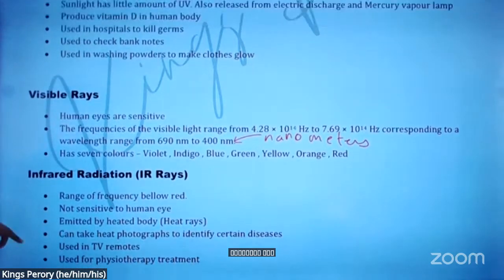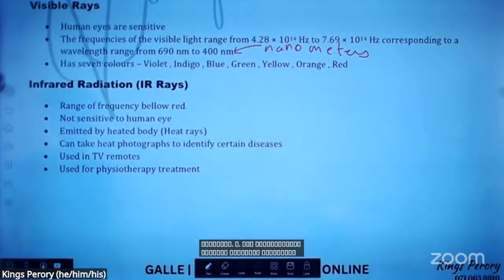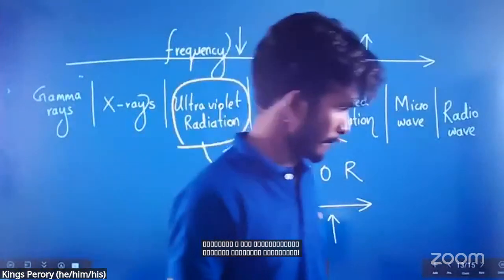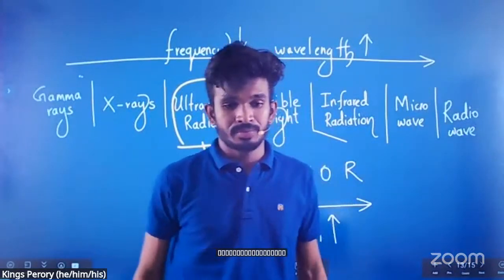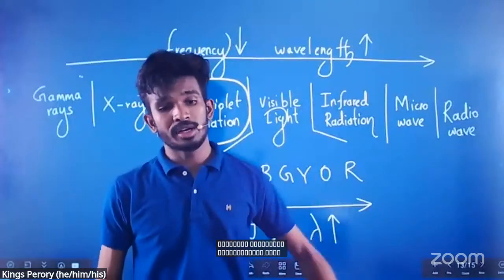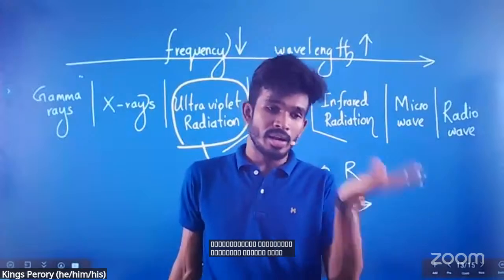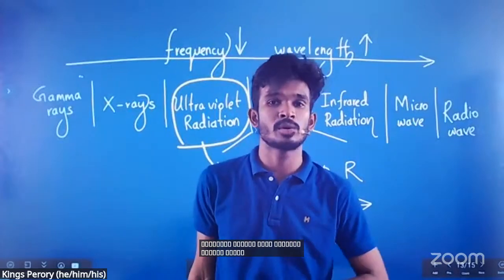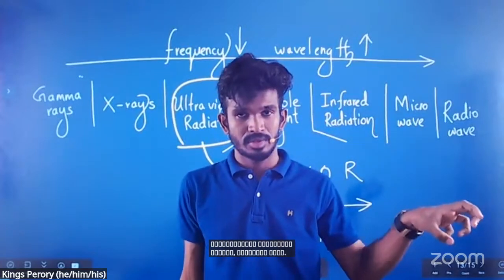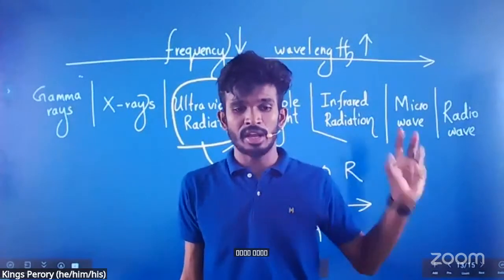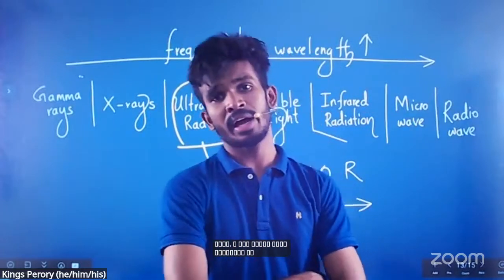IR, infrared radiation. Frequency below red. Infra means below. Ultra means above. So infrared radiation means below red. Frequency below red is IR. Again, not visible to the human eye.